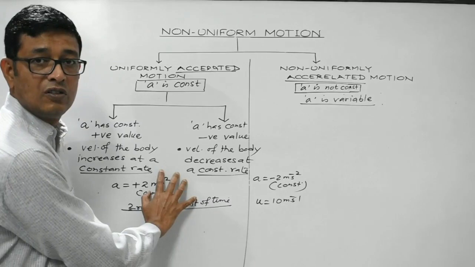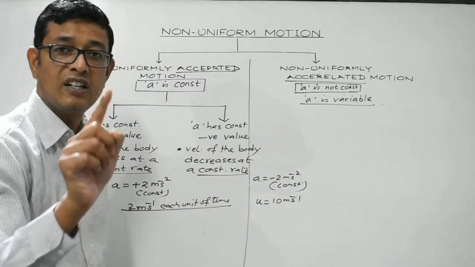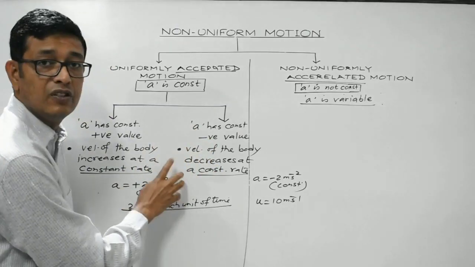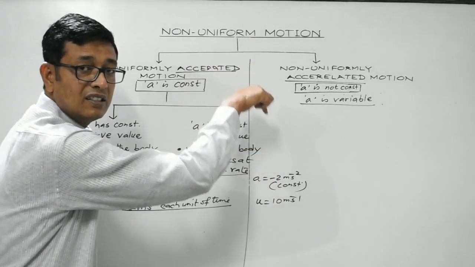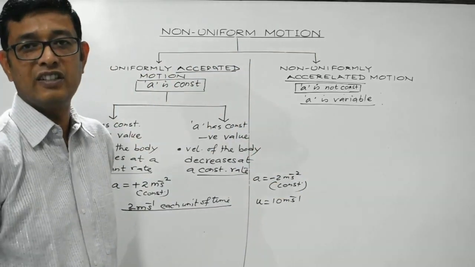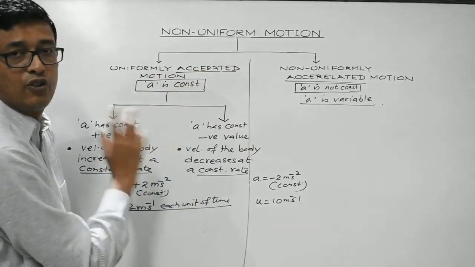Here also the velocity is changing at a constant rate. But here velocity is increasing at a constant rate. Here, the velocity of the body is decreasing at a constant rate. So that's uniformly accelerated motion for you.